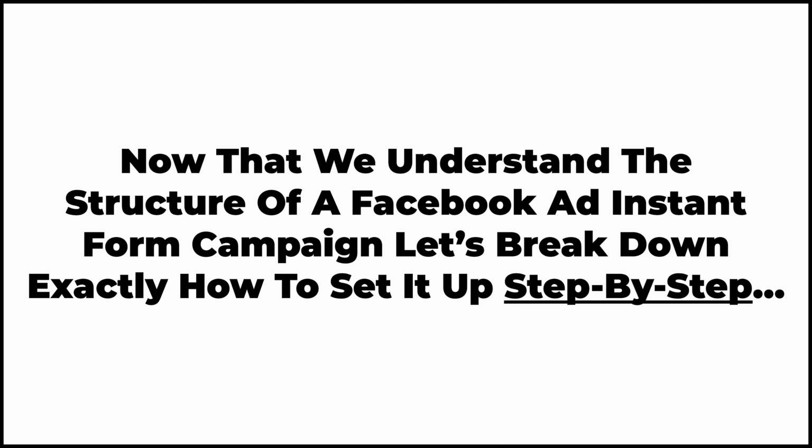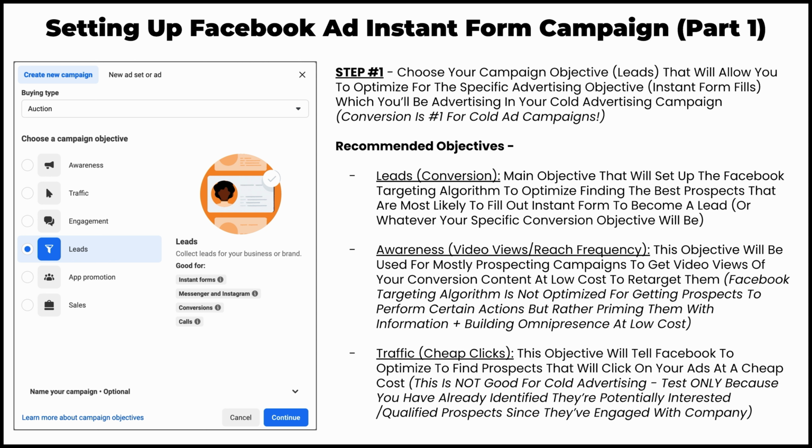So now that we understand the structure of a Facebook ad instant form campaign, let's actually break down step by step how to set it up. So part number 1, in setting up a Facebook ad instant form campaign. So for the first step, you're going to be choosing your campaign objective, which is going to be leads. That will allow you to optimize for the specific advertising objective, which is going to be instant form fills, which you'll be advertising in your cold advertising campaign.